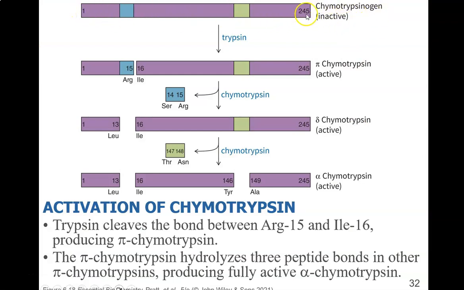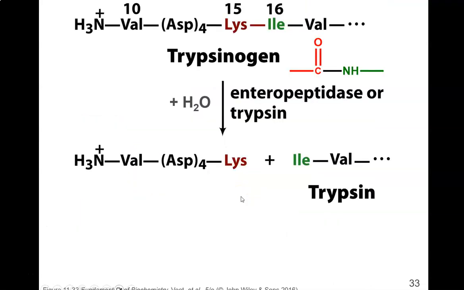It's a single chain from 1 to 245 amino acids. And what we're going to do is, this series of trypsin and then chymotrypsin that's activated, we're going to hydrolyze some peptide bonds. And essentially what we end up with is we get rid of this piece, 14 and 15, and 147 and 148. So now we have 3 pieces. Do not worry, they will stay together because they're disulfide bonded. That's not shown here. But the fully intact 245 amino acid protein is inactive, so it's not until you take these pieces out that it becomes active.